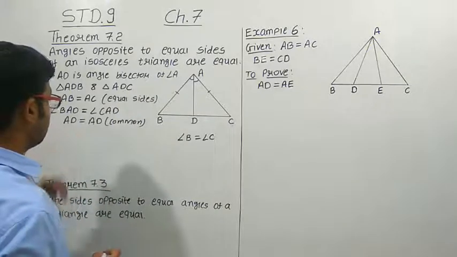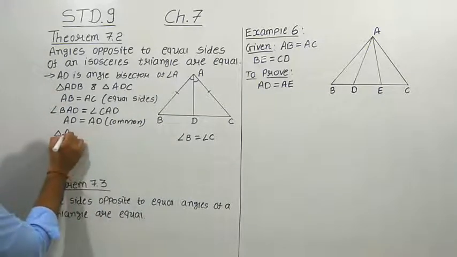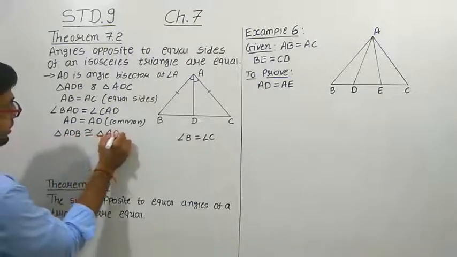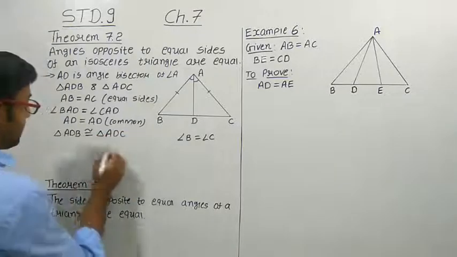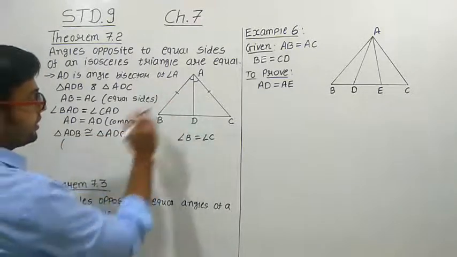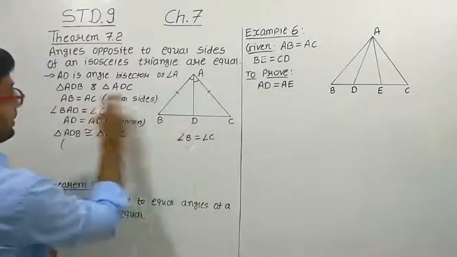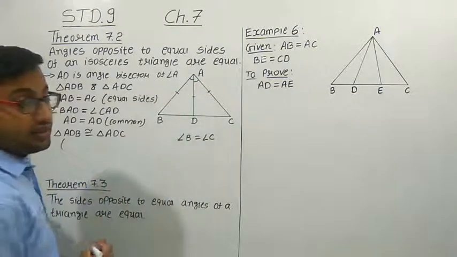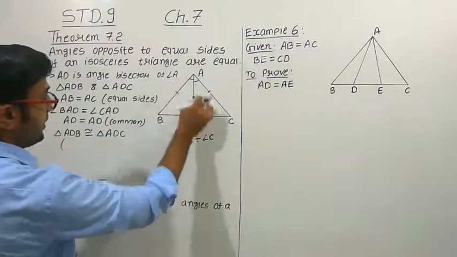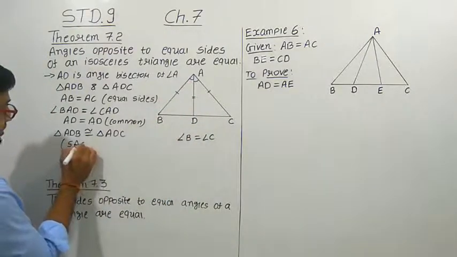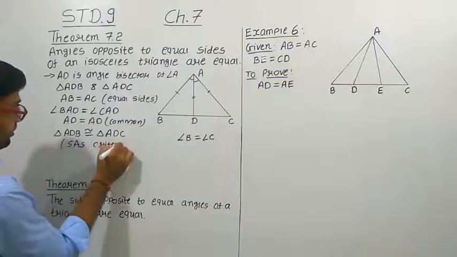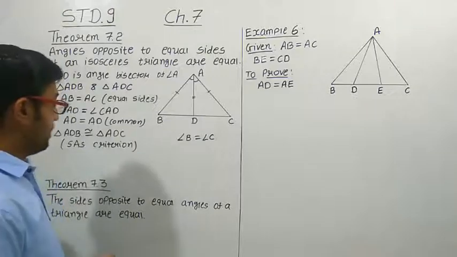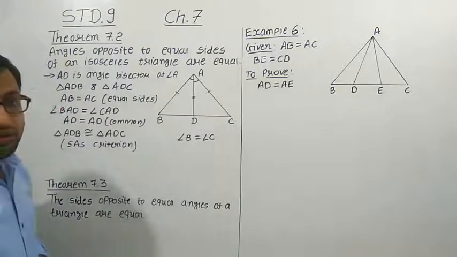So now, according to these three conditions, we can say that triangle ADB is congruent to triangle ADC. By which criterion can we write this? See, consider one of the triangles, suppose triangle ADB. In that, one is a side, this is the angle, and this is another side. So this is the criterion: side angle side. So by the side angle side criterion, we can say that these two triangles are congruent. If the two triangles are congruent, the corresponding parts are also equal.